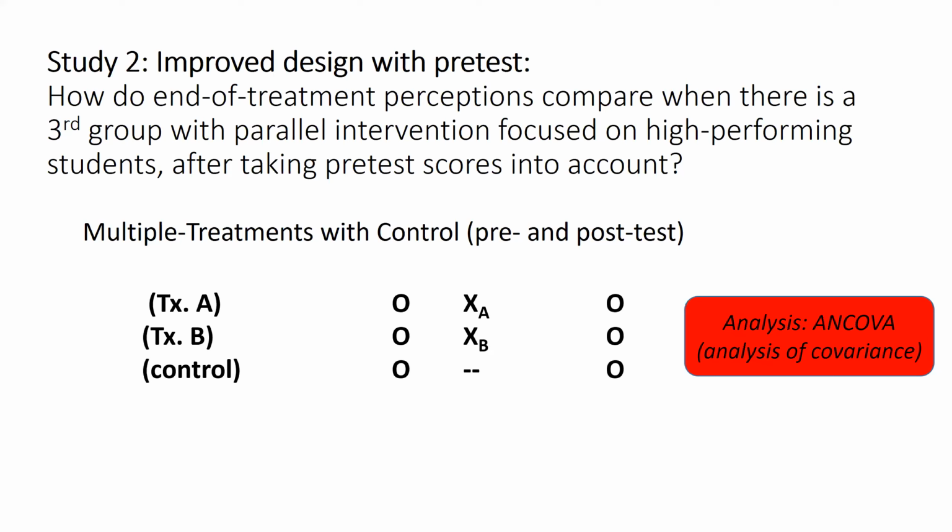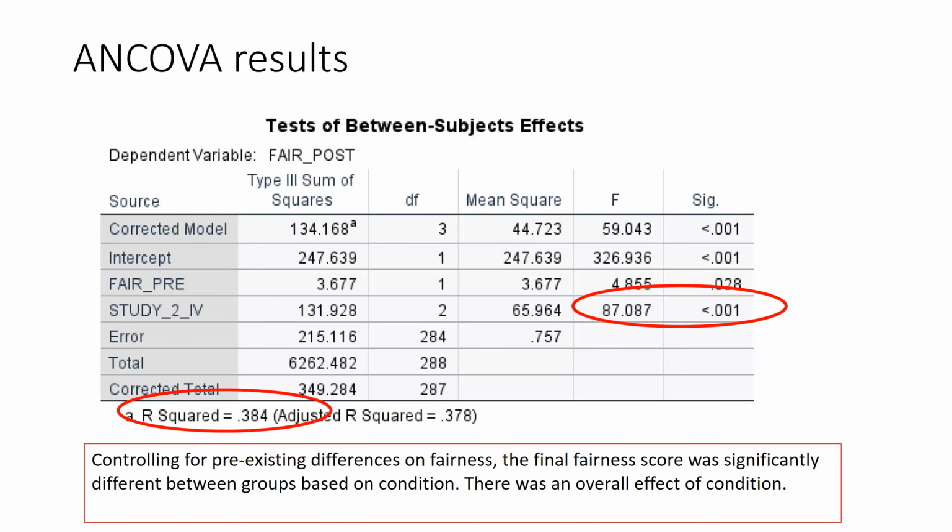And because there is the pretest score that you are going to control for, the analysis is an ANCOVA, analysis of covariance. So if we run the analysis of covariance, you'll see that a new row has been included, which is fair pre, which is our pretest score. Fair post is still the dependent variable. We still have a significant model. We have a significant effect for study condition, and we have an R squared of 38% of variance accounted for in fairness scores related to the intervention condition.